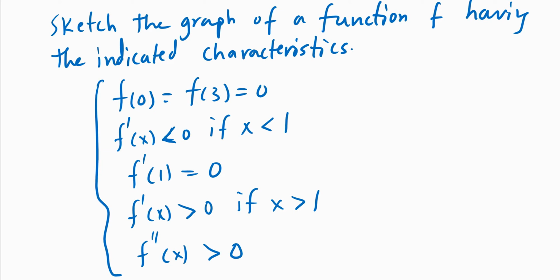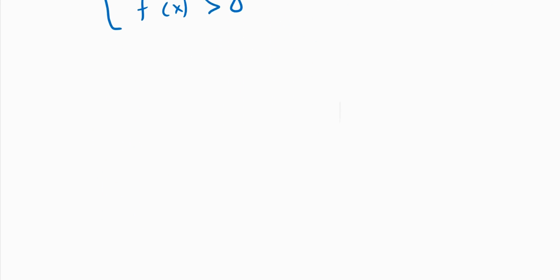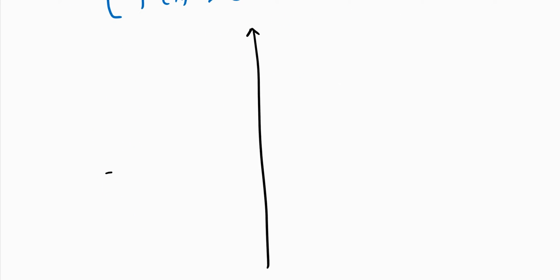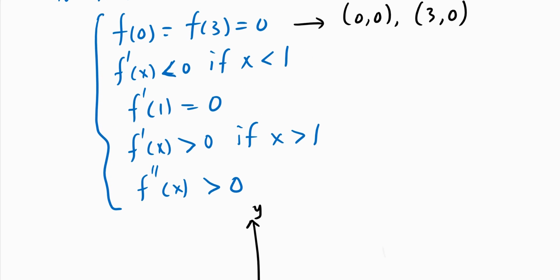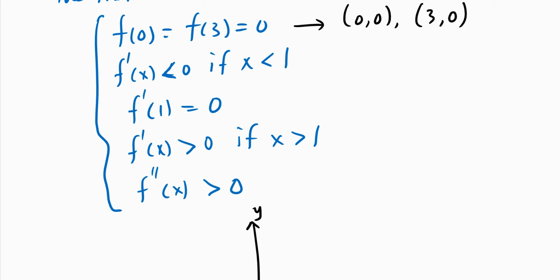So let's start with this one at a time. f of 0 equals f of 3 equals 0. What does that mean? It means when x is 0, y is 0. When x is 3, y is 0. So that means we get 2 points from here, (0, 0) and (3, 0). So let's plot these 2 points, (0, 0) and (3, 0). The first point goes here, 1, 2, and 3. These 2 points.